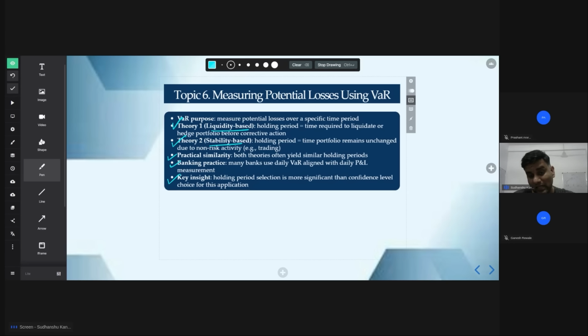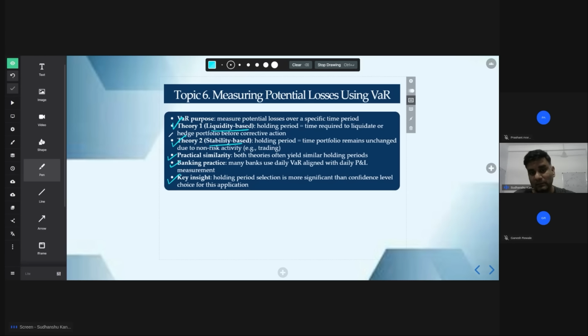Overall, the key point which I want you to take away from here is that holding period selection is more important than your confidence level selection for this application, because the time horizon determines how much exposure you are measuring. A longer horizon means potential losses can compound or grow. A shorter horizon means you can react faster with less risk accumulation. If you change the confidence level slightly, let's say from 95 to 99%, it won't affect your result as drastically as changing the holding period.